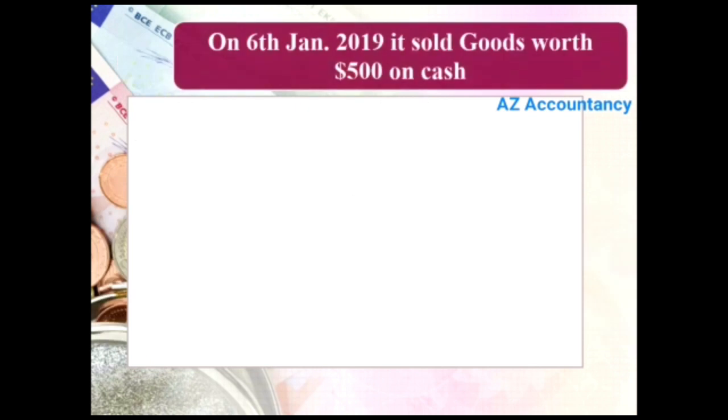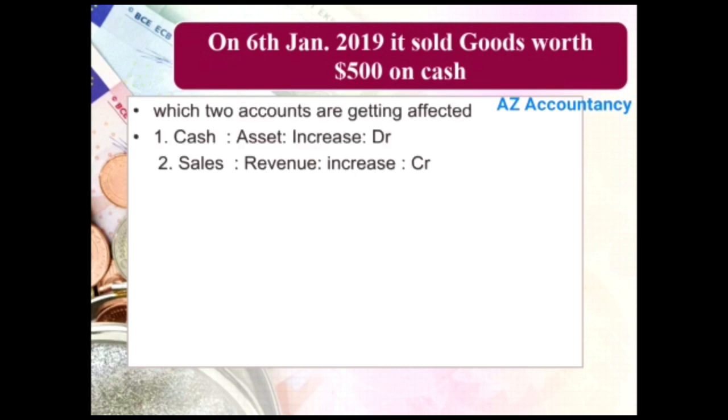The last transaction is on 6th January 2019, it sold goods worth $500 cash. Now you can easily identify here sales account are getting affected because sold goods, and the price you charge after delivering the goods is your sales revenue. So sales account are getting affected. And second thing is cash account. Cash is coming in the business because we sold goods, and cash is asset. It is increasing because cash is coming in because we are charging the price.